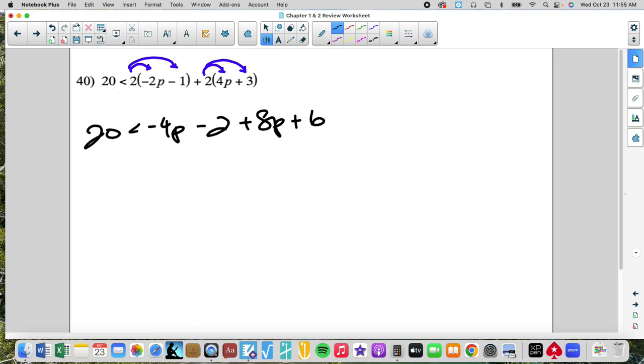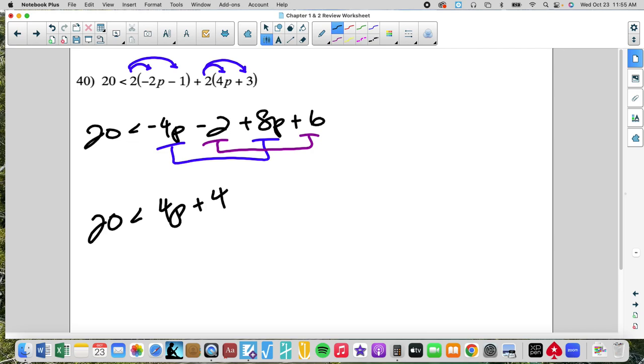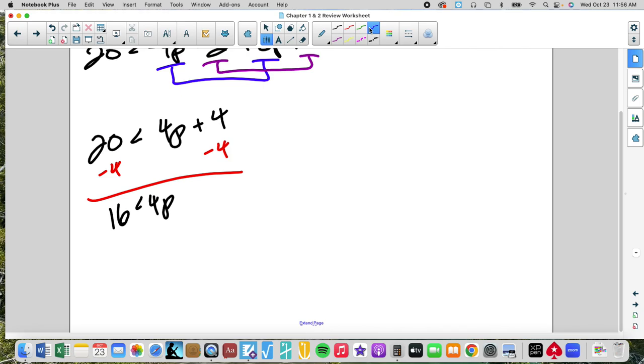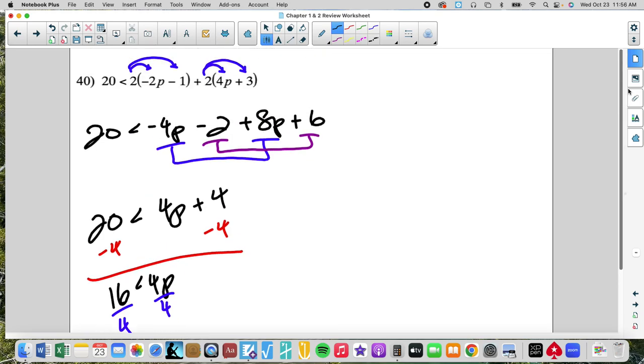So now we're going to combine like terms. Simplify. Before you move everything, that's 4p, that's plus 4. We're going to minus 4, minus 4. 16 is less than 4p. Divide by 4. 4 is less than p. That's a weird p. Now, let's see the high school way.